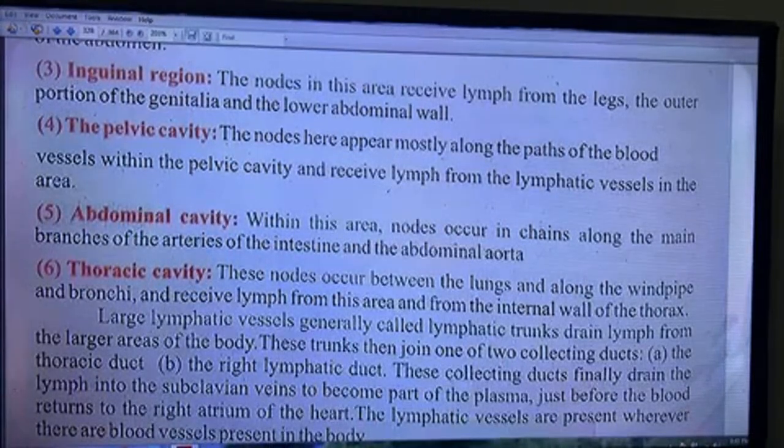The nodes appear mostly along the path of the blood vessels within the pelvic cavity and receive lymph from the lymphatic vessels in the area. Abdominal cavity.